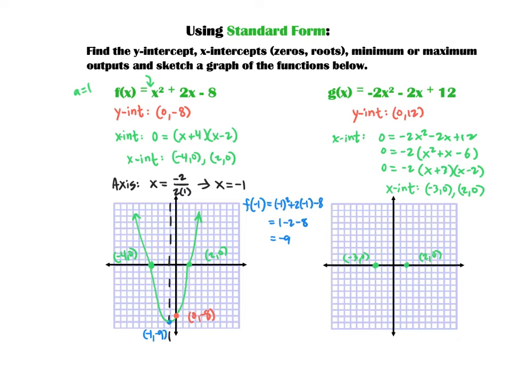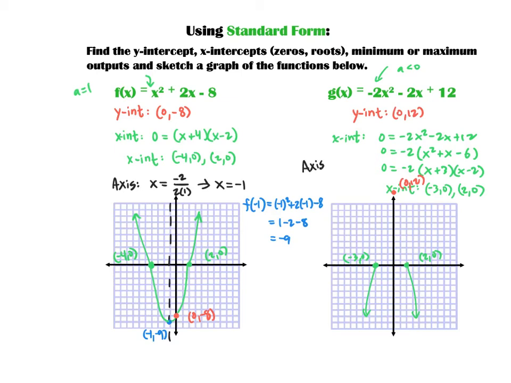Well, a is negative. A is less than 0. It's negative 2 specifically. So I'm going to open this downward. And that's going to be really ugly because check this out. The y-intercept is (0, 12). Gross. That's off of our current sketch. So I'm going to put it like right here. (0, 12).